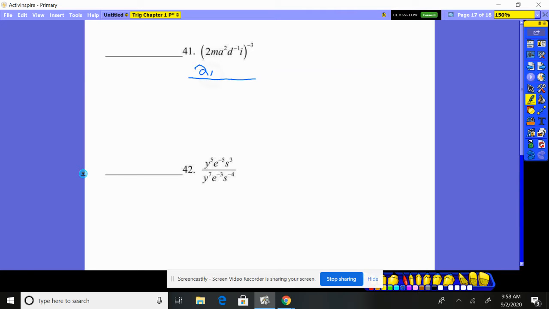We have a 2, we have an m, we have a squared. D to the negative 1 says, hey, move it below, and an I. All to a negative 3, which means a negative 1 times 3. Well, I don't see anything crossing out or combining right here, so we're going to go ahead and evaluate this to the negative 1, which just says, hey, give me the reciprocal. In other words, everybody flips.